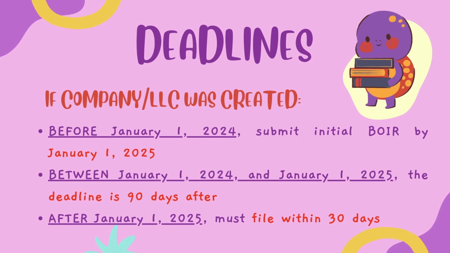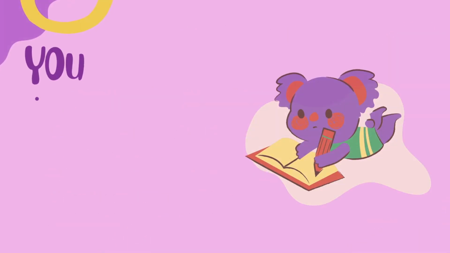Now, these are going to be some important deadlines that you should keep note of. Depending on when your LLC or company was created, you will have a specific deadline to file the BOIR. Now, if you existed before 2024, no stress here. You have until January 1st, 2025 to file. And then, depending on when you created it, you have a different deadline. So just keep track and make a note of when your deadline is for your specific LLC.